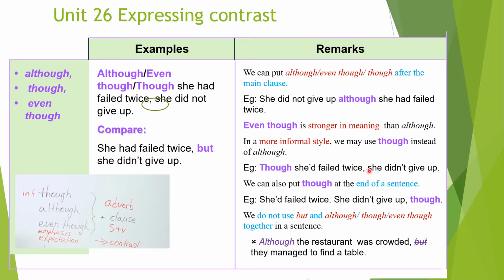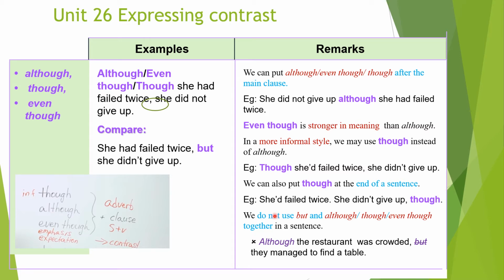Though she had failed twice, she didn't give up. Or you can say, she had failed twice, comma, she didn't give up though, full stop. You can also say that. So we can also put though at the end of the sentence. Like this example: she had failed twice, full stop. She didn't give up, comma, though. So we can put though in the beginning, or at the end of a sentence as well.